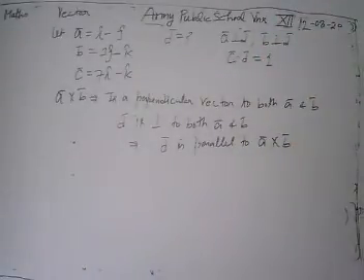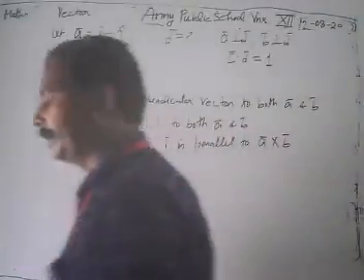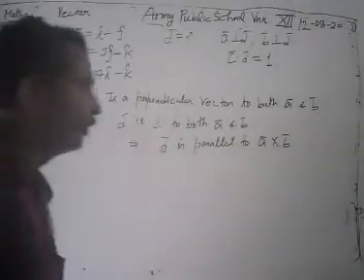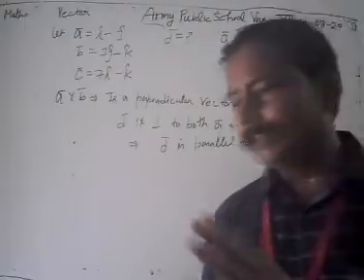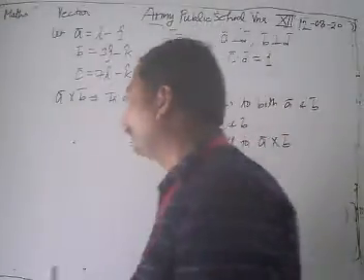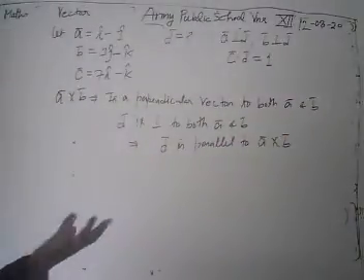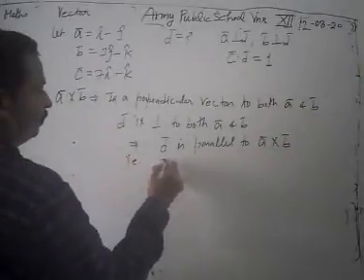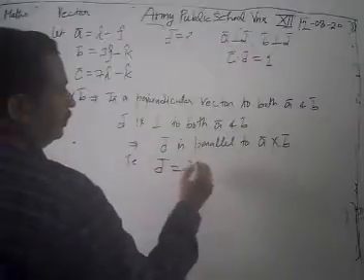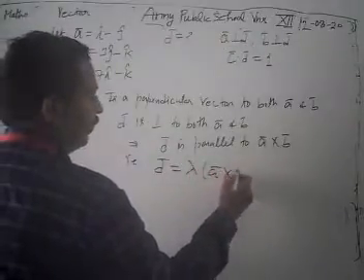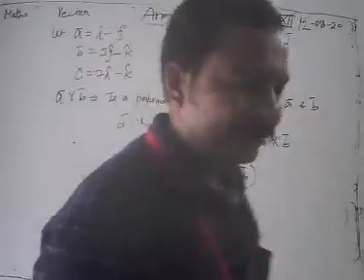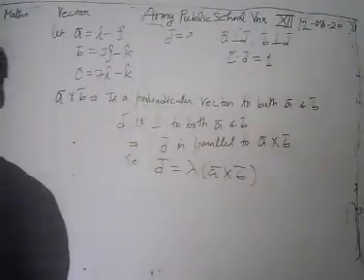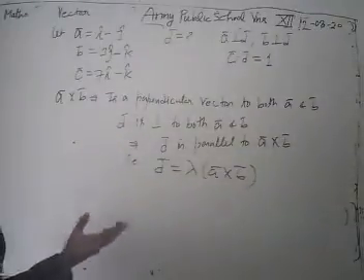Our vector A cross B is perpendicular to both A and B. Also our D is given perpendicular to both A and B. This means these two vectors are parallel to A cross B. That is, vector D can be given as some lambda times vector A cross B. What is the meaning of that? Two vectors are parallel to each other, so we can represent vector D as some scalar times A cross B.